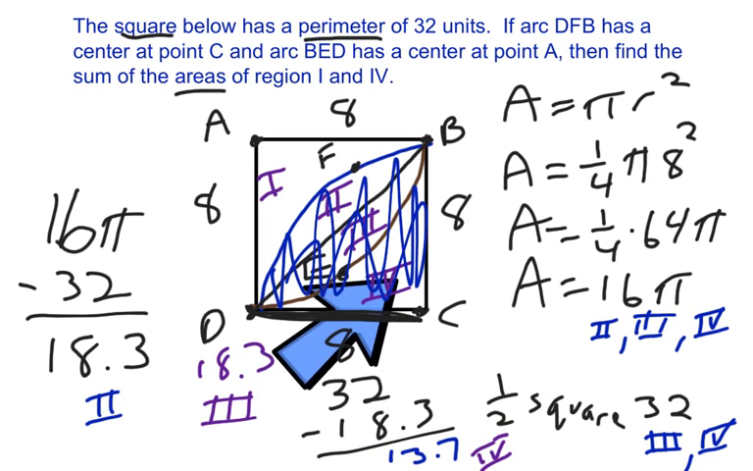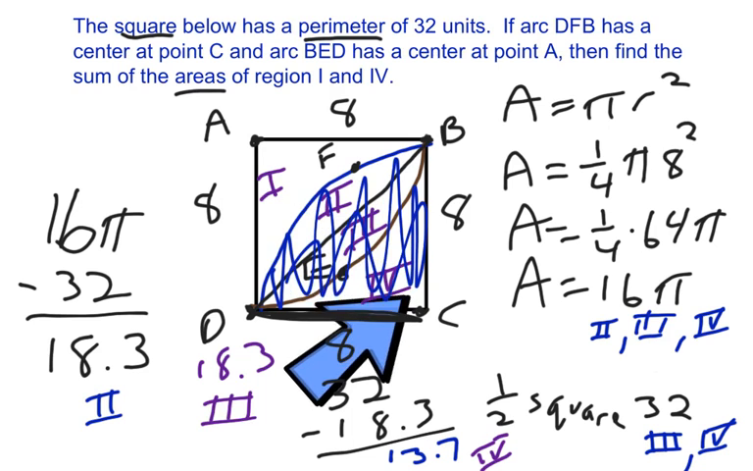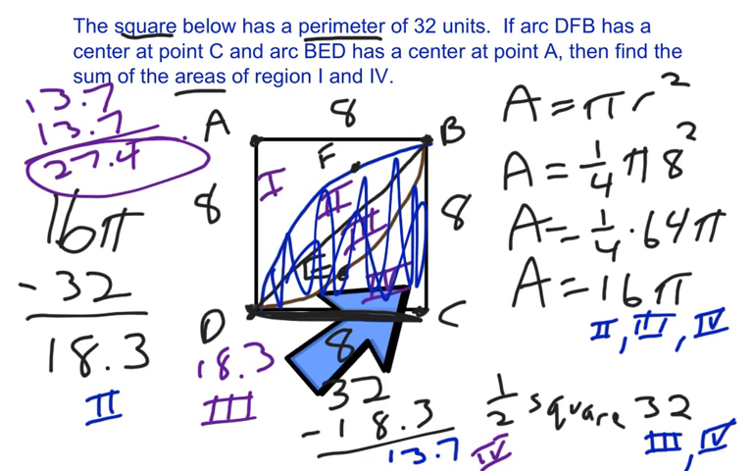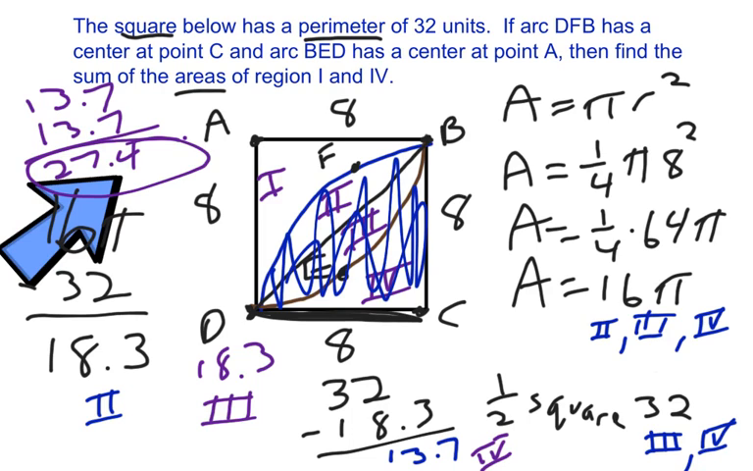So if I know that's 13.7, I know which one is also exactly like region 4. Region 1. So all I need to do with those two numbers is double them. So 13.7 plus 13.7, and we are left with 27.4. Alright, so 27.4.